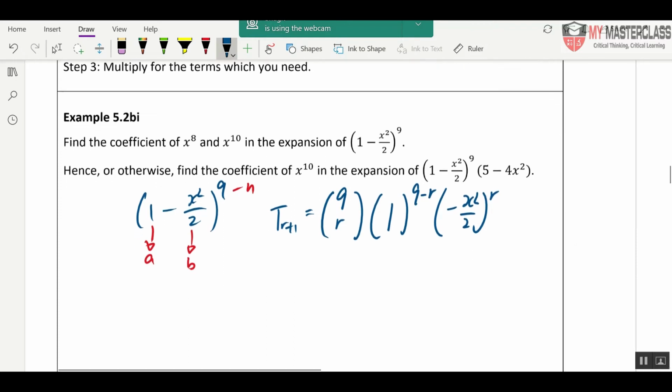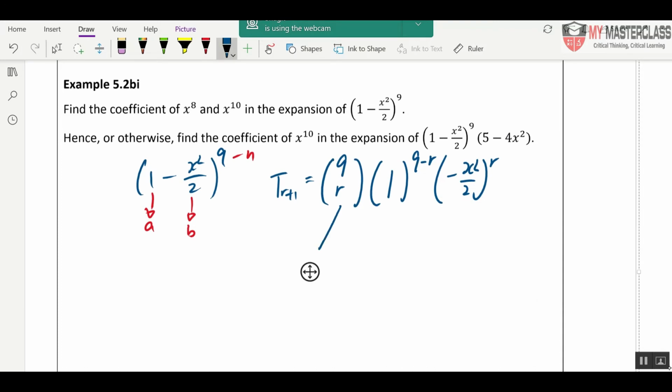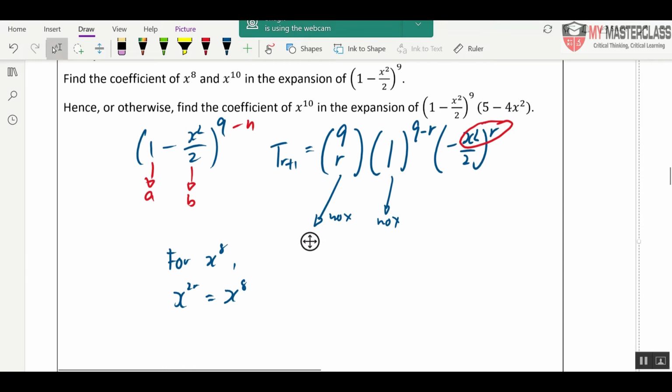Okay, so I wanted x to the power of 8. This guy, no x. This guy, no x, don't care. This guy. Okay, so where is my x? My x is here. Alright, so right now for x to the power of 8, my x to the power of 2r is equal to x to the power of 8. Which means my 2r is equal to 8, my r is equal to 4.